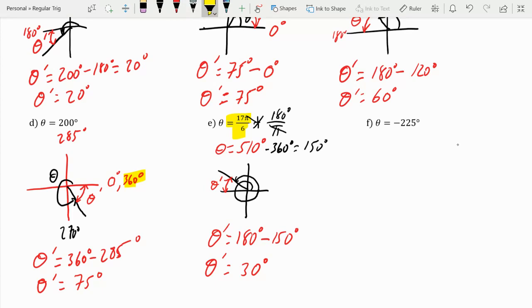Now we end up with a negative. So what do we do? Same thing we've always done. Draw it. What quadrant is this going to be in? Well, remember, now there's negative 90, negative 180, negative 270. So negative 225 is going to be up here somewhere. And remember, we go the opposite way. So now there's theta. Our reference angle, I'm still referring back to the x-axis.